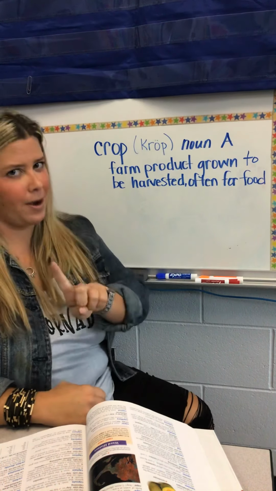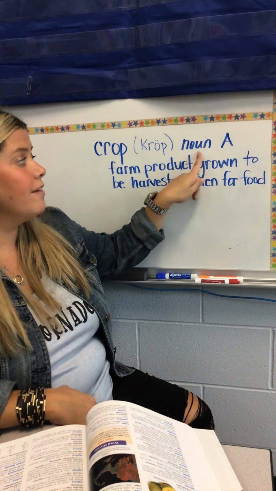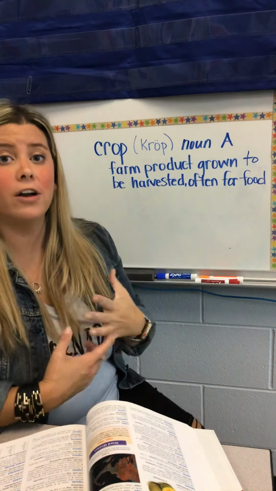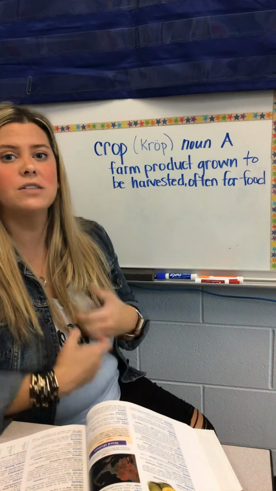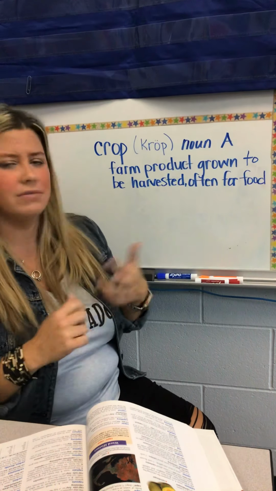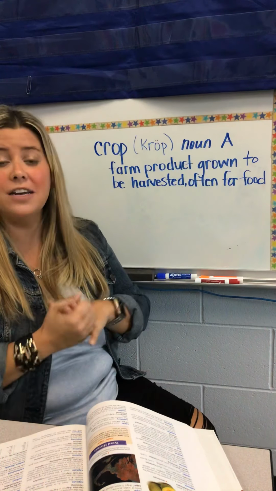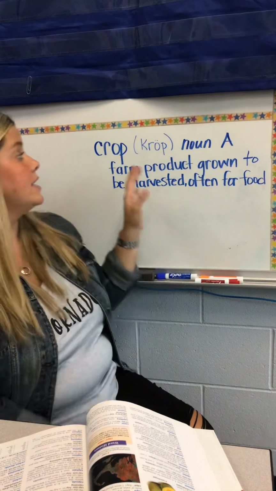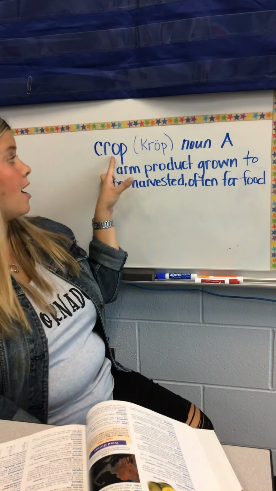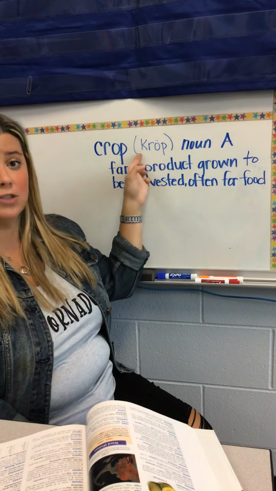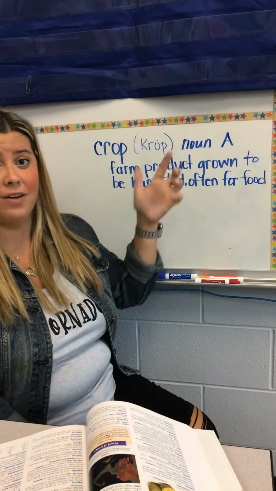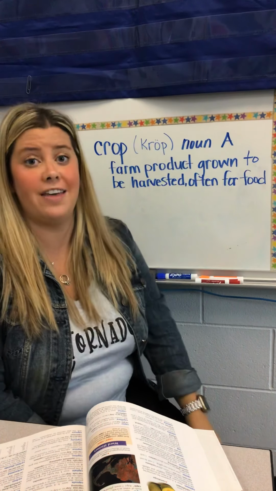And then this is the part I really want you to note. Then you'll have a word right here, and that's the part of speech. So that tells me, what is it? Is it a noun? Is it a verb? Is it an adjective? And it tells me what the word is. So if I'm talking about the word crop, I know that it's pronounced crop, and it's a noun. That means it's a person, a place, or a thing.